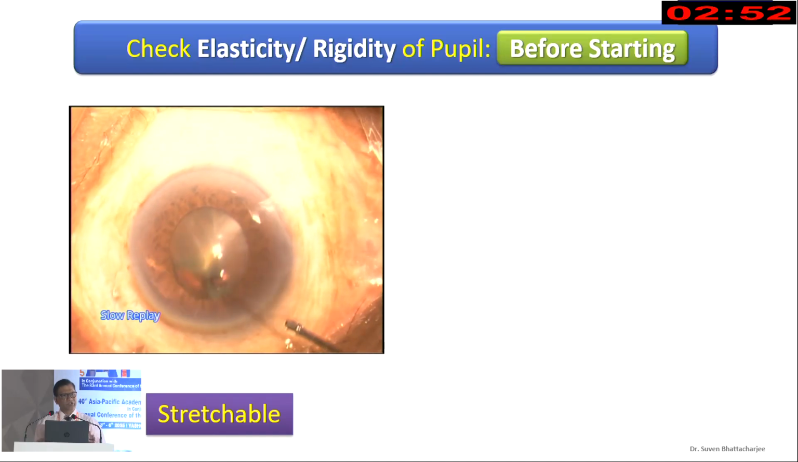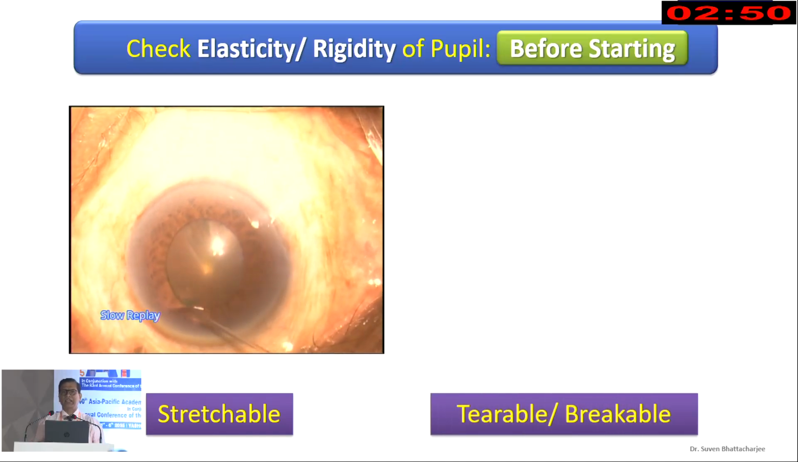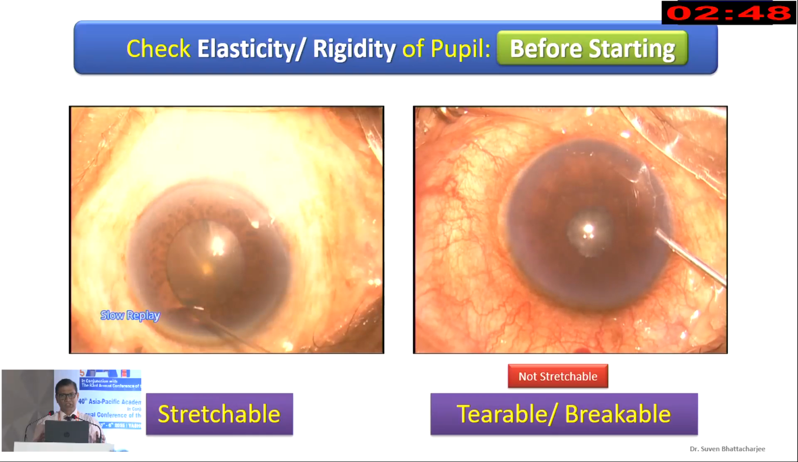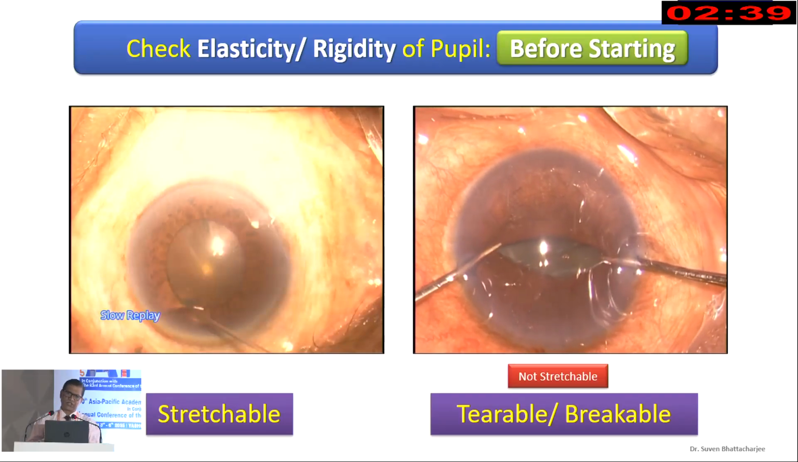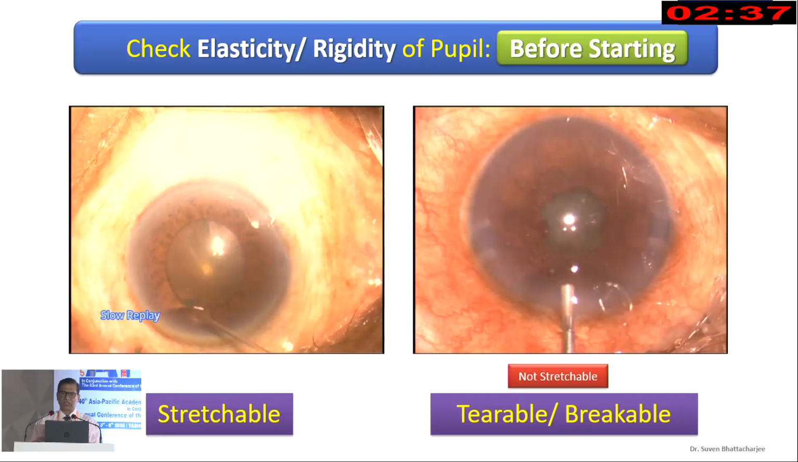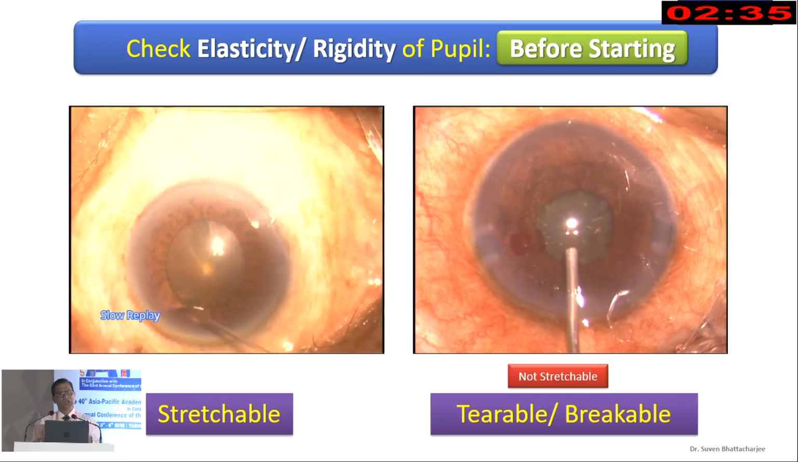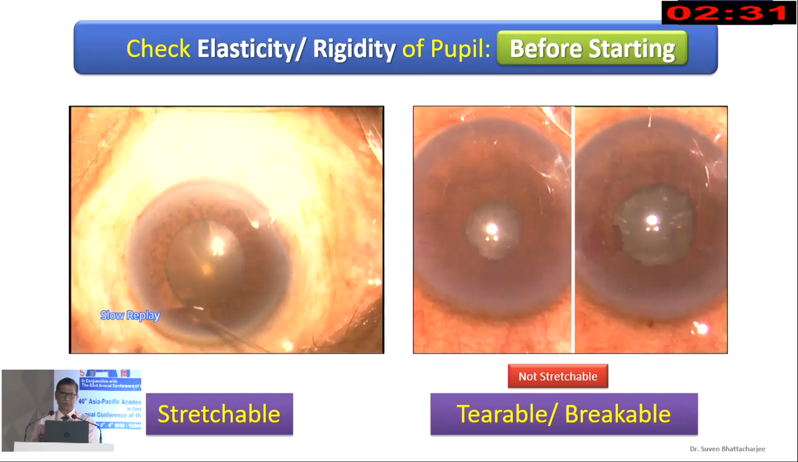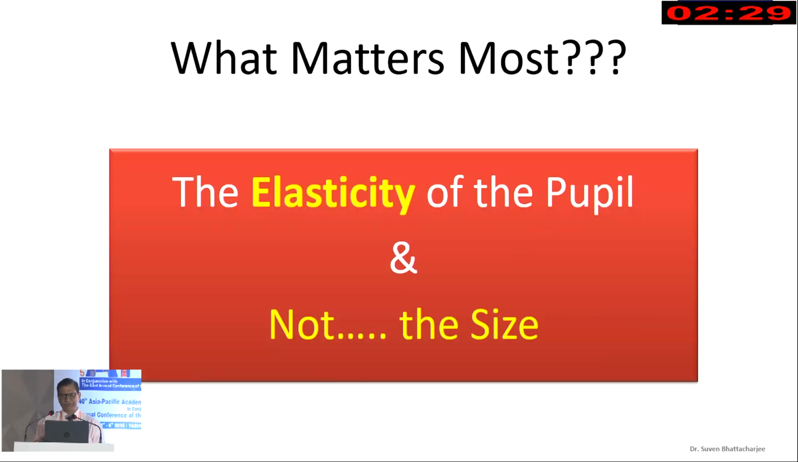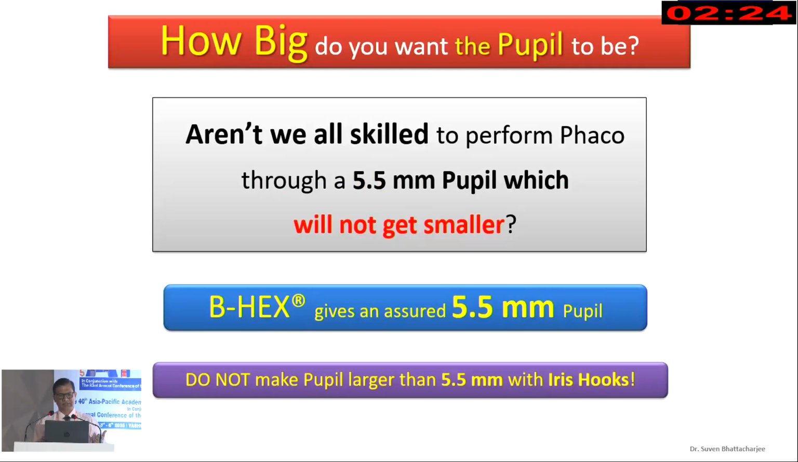If the pupil momentarily expands, that will tell you the extent to which it is elastic. So that gives you a clue, and you now know how to go about it. If it does not budge, you know it's a rigid pupil, and no amount of inflation of viscoelastic is going to help. So you might as well go ahead and do a controlled stretch, and that makes it an elastic pupil, or a stretchable pupil, so to say. So what matters most is the elasticity of the pupil and not the size.